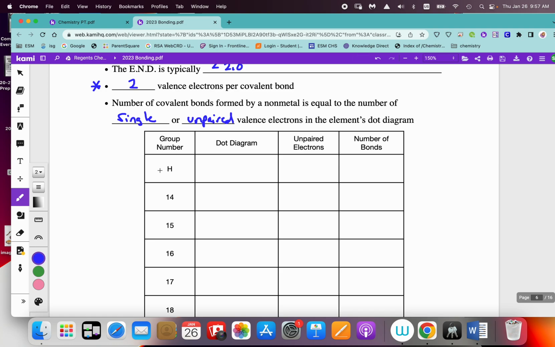Okay, so let's start with hydrogen. Hydrogen is a unique element. It has only 1 electron, so we put that at noon. And now we just take a look. That electron on hydrogen, does it have a partner or is it single? Well, it's single. So hydrogen has 1 unpaired electron, or single electron. Therefore, every hydrogen atom has to form 1 bond. Not 0 bonds, not 2 bonds. It can only form 1 bond.